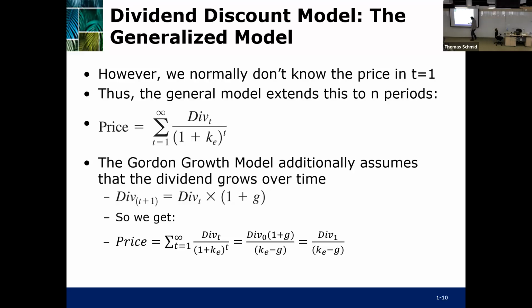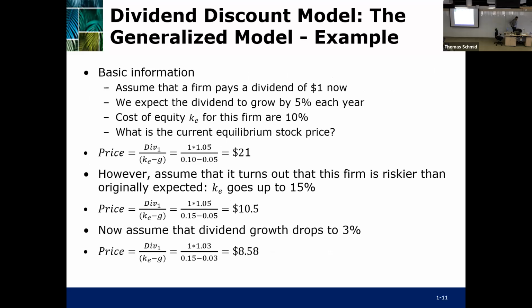And obviously, if G is higher than KE, it's also not converging. So that's the basic idea. So yeah, let's do the example.